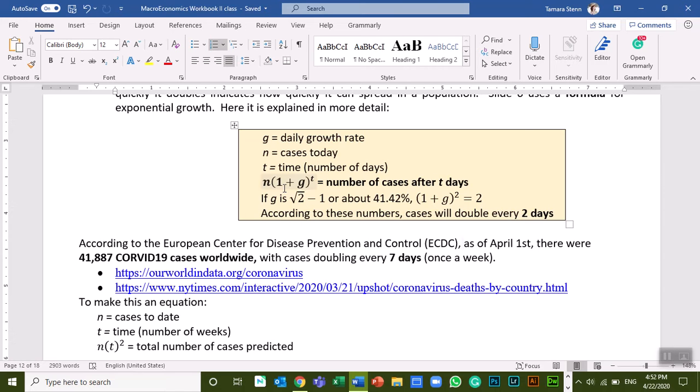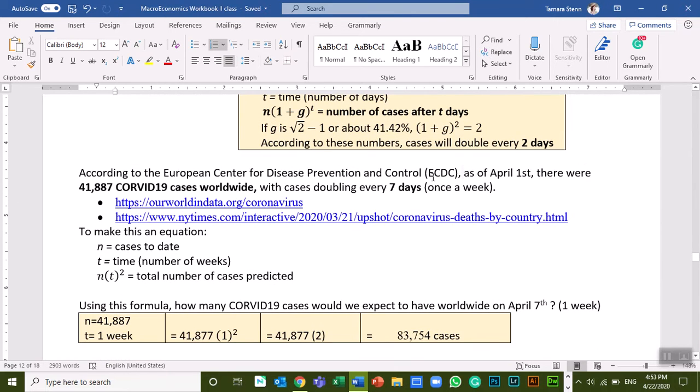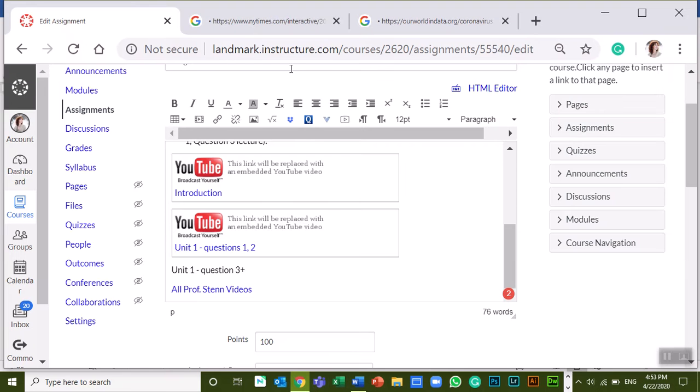So let's see what that looks like. We're going to apply some math to our understanding of economics. Here we have the European Center for Disease Prevention and Control on April 1st saying that there were 41,887 COVID-19 cases worldwide, and that the cases were doubling every 7 days, so once a week. We have 2 data sets here, and we can click on this to take a look at what they're talking about.